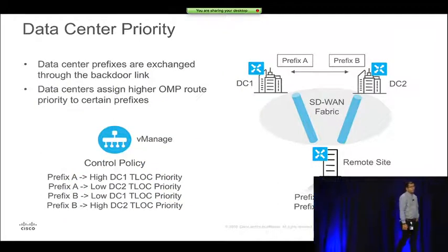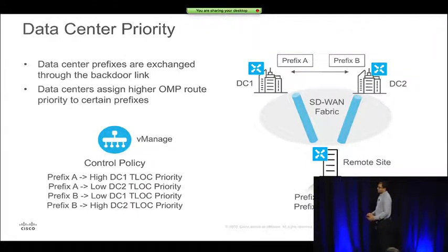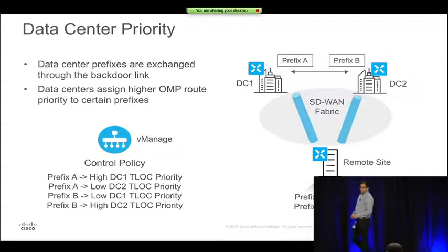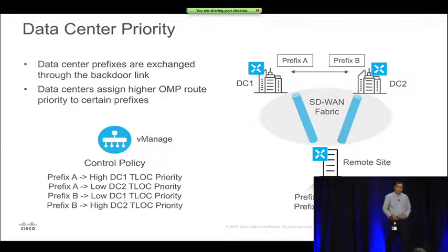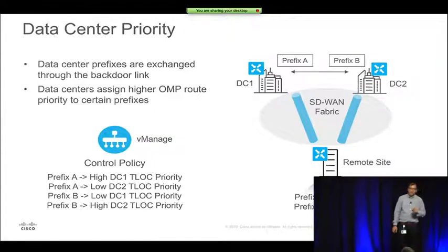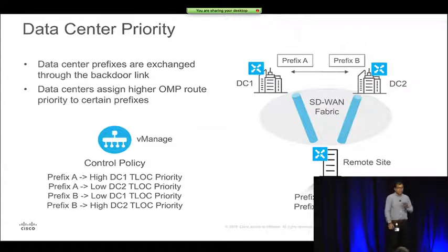Now, another use case that I want to quickly cover is the data center priority. For instance, if a customer has multiple data centers, they want to prefer one data center over the other. This can also be achieved through the policies. The example could be if a customer has an East Coast data center and a West Coast data center, and then it wants all the East Coast sites to be preferring the East Coast data center, and the West Coast sites to be preferring the West Coast data center, and then if one goes away, the traffic should be able to fail over onto the other data center.